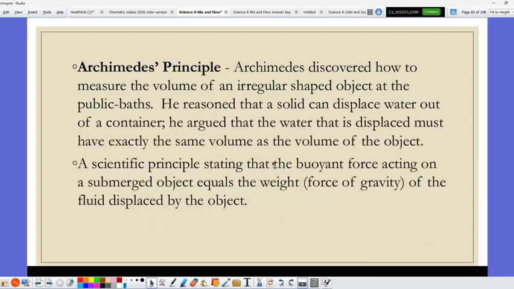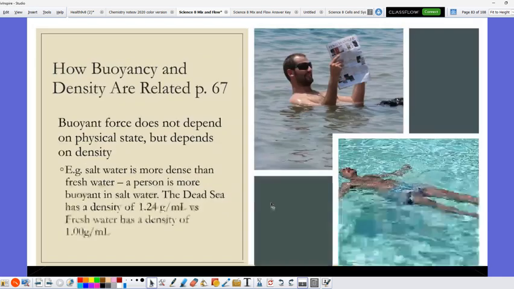Archimedes' principle. Archimedes discovered how to measure the volume of an irregular shaped object in public baths. Basically, he sat in a bathtub and it overflowed, and he went, Eureka! And he figured out he could determine the amount of liquid displaced. He argued that the water displaced must have the same volume as the volume of the object. A scientific principle stating that the buoyant force acting on a submerged object equals the weight, the force of gravity, of the fluid displaced by the object is Archimedes' principle.